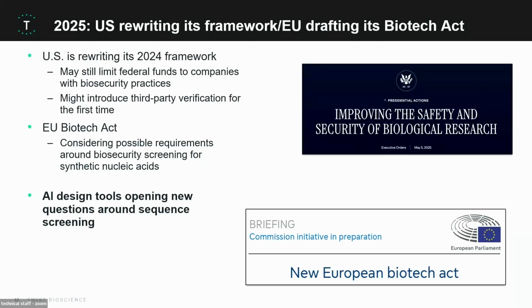This year, the new administration in the US decided to rewrite the 2024 framework. So there's active engagement within the IGSC with the current government to say, here's what we liked about the framework, here's what we didn't like. So we will probably see some changes coming to that framework. And as Sophie mentioned, the EU is currently working on this Biotech Act.